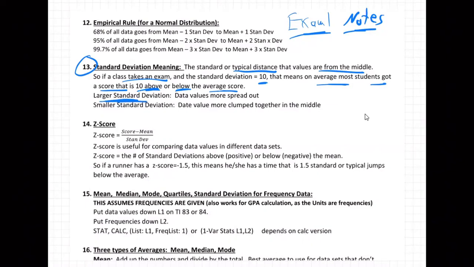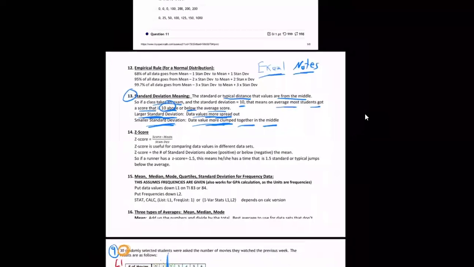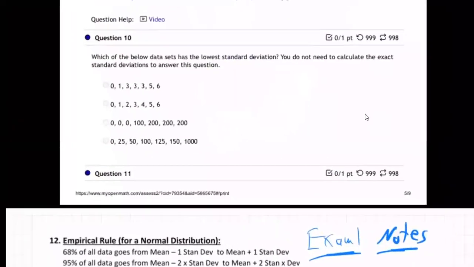So a larger standard deviation means the data values are more spread out, and a smaller standard deviation means the data values are more clumped together in the middle. They're more tight. Make sense? The larger the standard deviation, the larger the spread, because standard deviation is average distance from the middle. So if you have an exam with a standard deviation of 10, that means on average, most people are 10 off the middle, either above or below. Okay. So hopefully that made sense. You can use those notes during the exam.